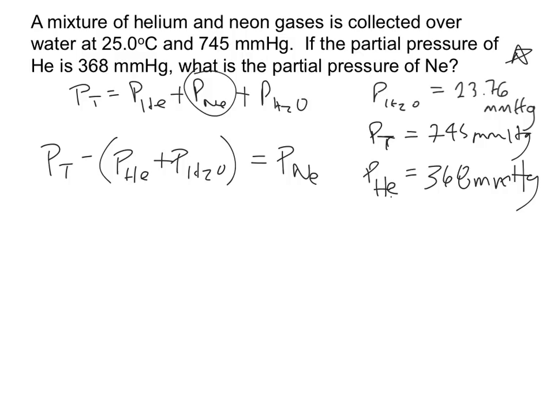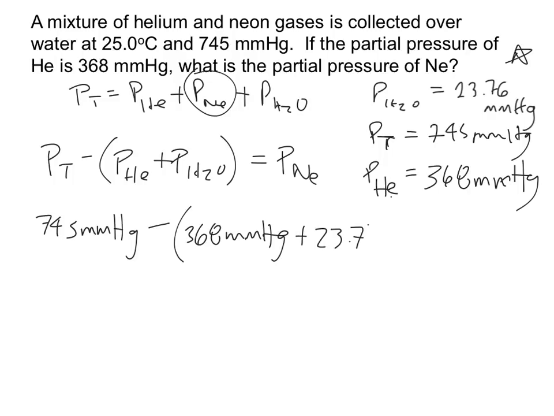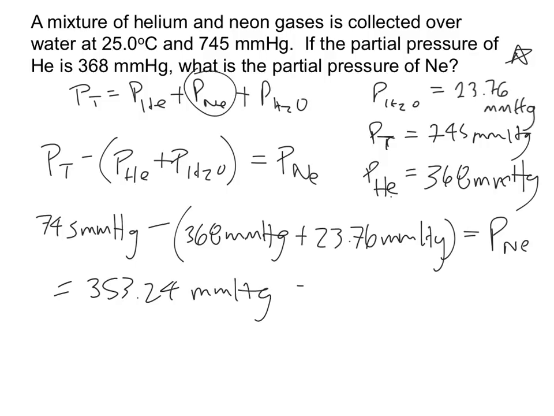Okay, so if we go ahead and we plug all these numbers in, so 745 millimeters of mercury minus, let's see, 368 millimeters of mercury, okay, which is our pressure of helium, plus 23.76 millimeters of mercury. Okay, this will give us our pressure of neon. So from our calculator, this gives us 353.24 millimeters of mercury. Okay, or if we consider sig figs based on the fact that we're doing addition and subtraction, this is just going to give us 353 millimeters of mercury.